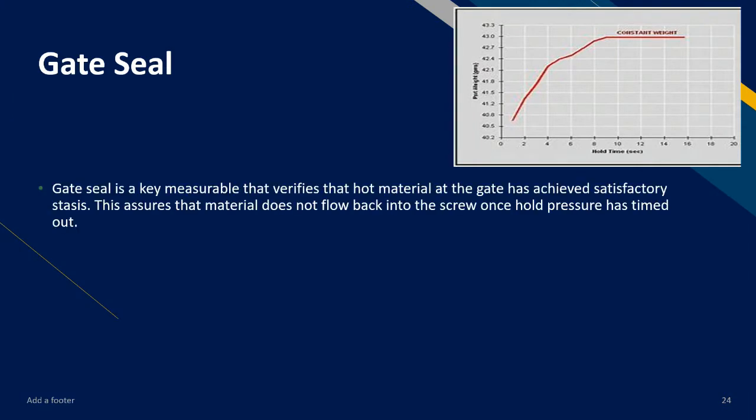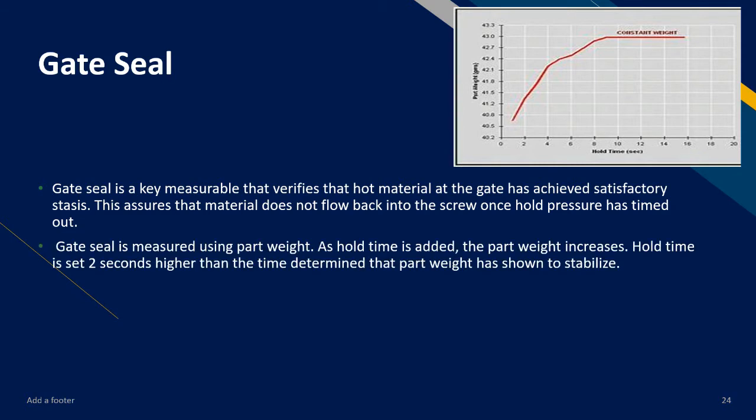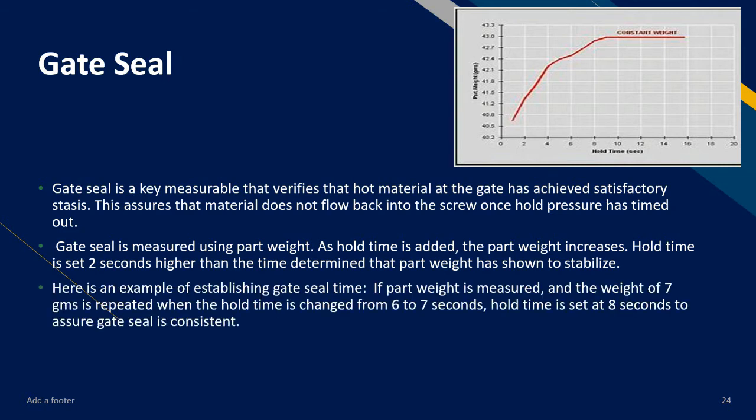Gate seal is another key measurable that verifies that hot melt at the gate has achieved satisfactory stasis. This assures that material does not flow back into the screw once hold pressure is timed out. Gate seal is measured by part weight. As hold time is added, the part weight increases. Hold time is set 2 seconds higher than the time determined that the part weight is shown to stabilize.